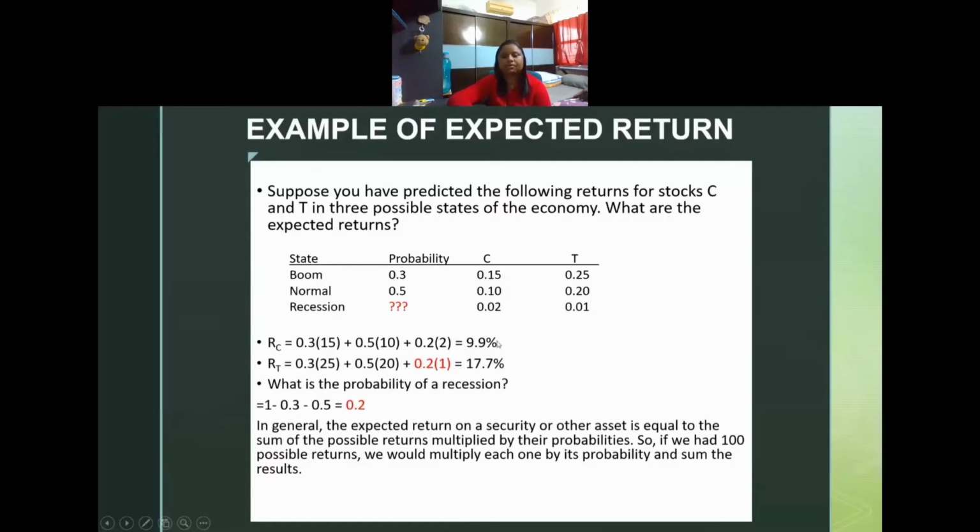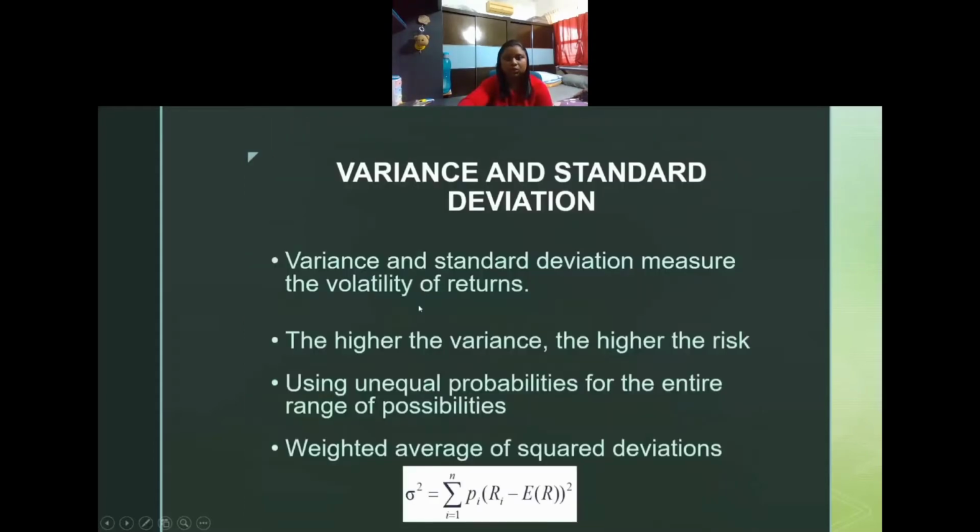The same formula is applied on stock T also. You take 0.3, multiply with 0.25, add 0.5 multiplied with 0.20, and add 0.2 multiplied with 0.01. So you will get about 17.7%. This is how you will calculate with the probability for the recession.